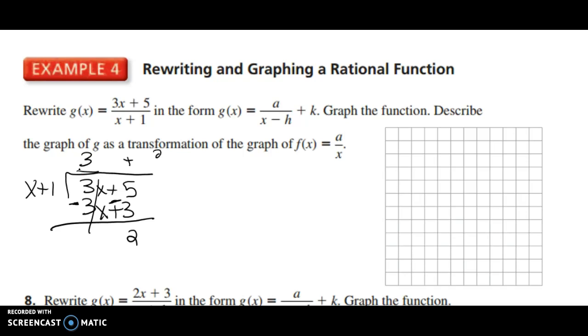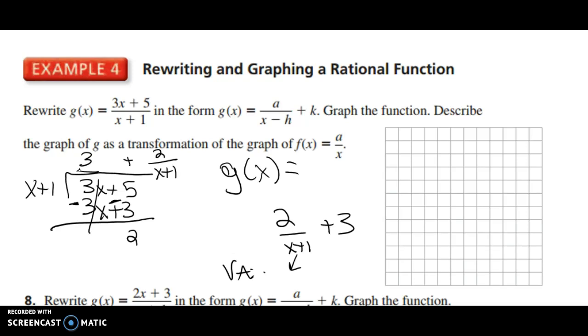So you always write your remainder over what you were dividing by, your divisor. So the new equation for g of x will be 2 over x plus 1 plus 3. Notice I'm writing the remainder in front. You can then see that your VA will come from this denominator here. The VA will be -1, and your HA will be 3.